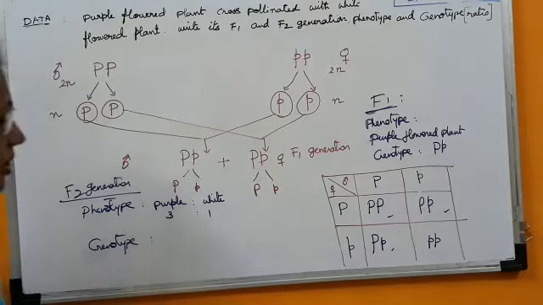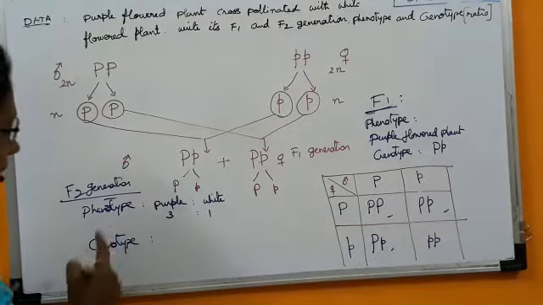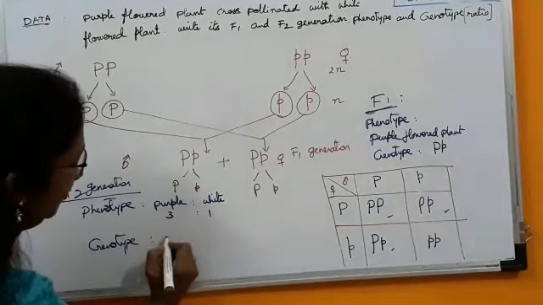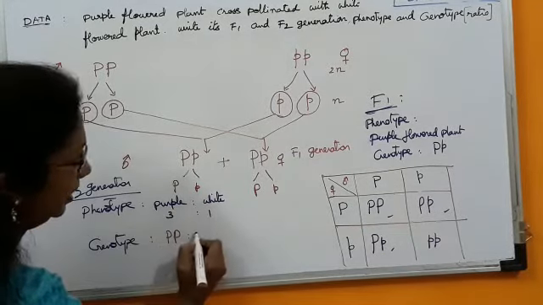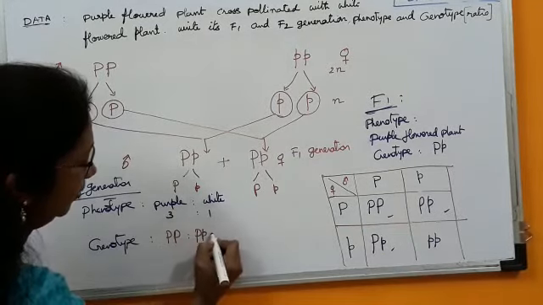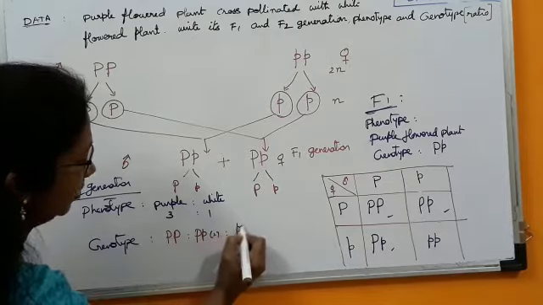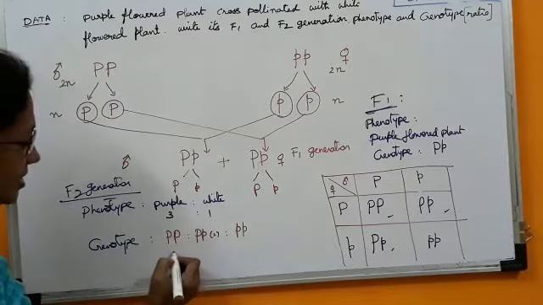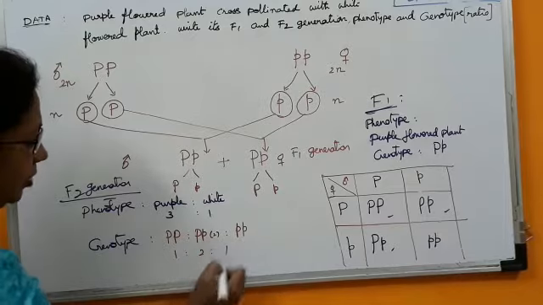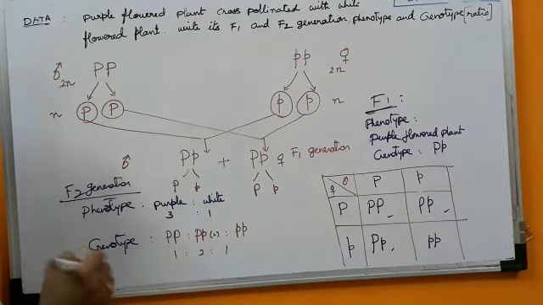Next, what is the genotype? The genetic combination of those 4 plants is called the genotype. So what is the genetic combination? Capital P, capital P; capital P, small p, and there are 2 of those; and small p, small p. So the genotype ratio is 1:2:1.